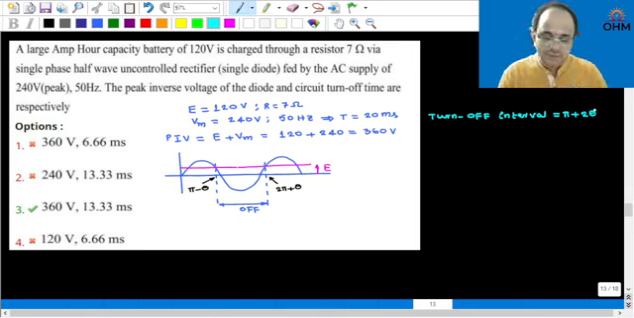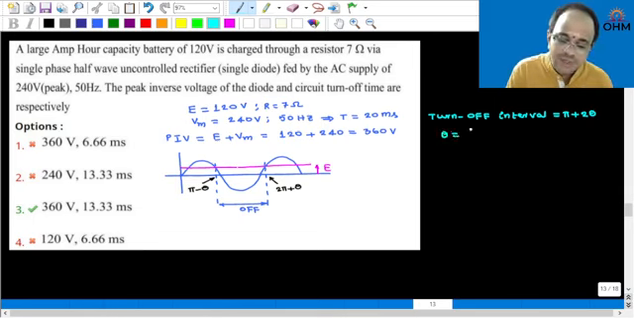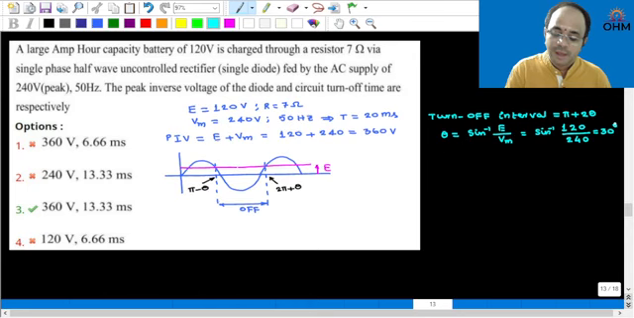So what is theta here? Theta is sine inverse E by Vm. Sine inverse, load side E value is 120 volt, Vm value is 240 volt. Therefore, this is equal to 30 degree and pi value is 180 degree.